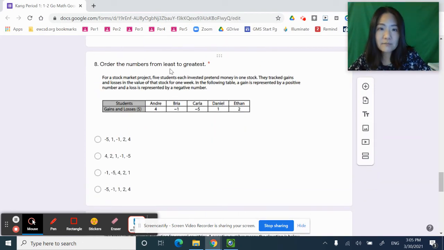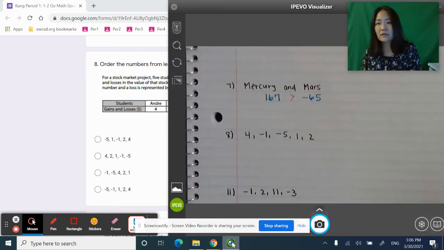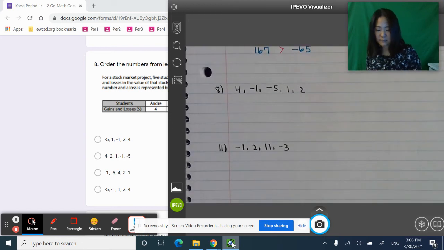Order the numbers from least to greatest. So you have over here some positive numbers, +4, and some negatives, -1, -5, +1, and +2. Okay, so order the numbers from least to greatest. Again, I have it right here. So let's look at number 8.